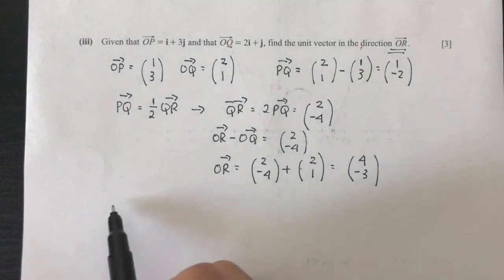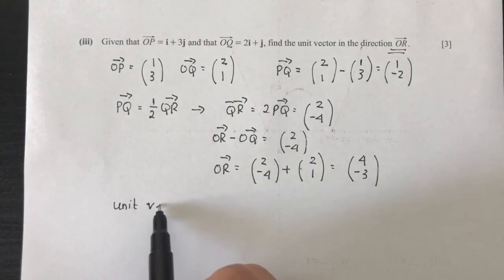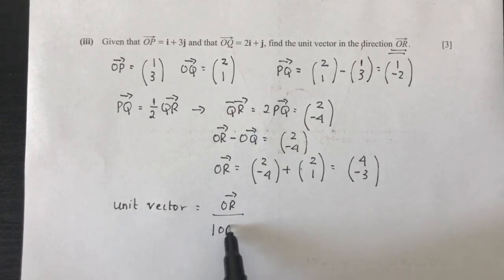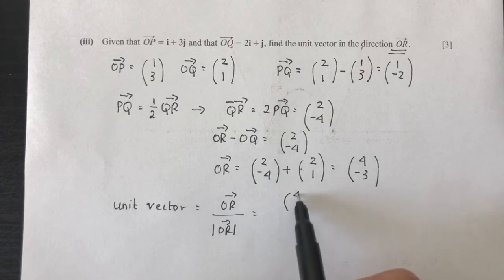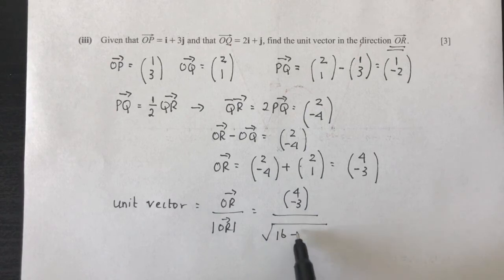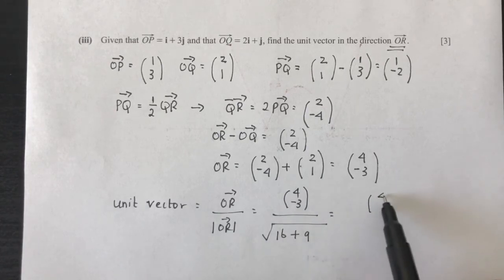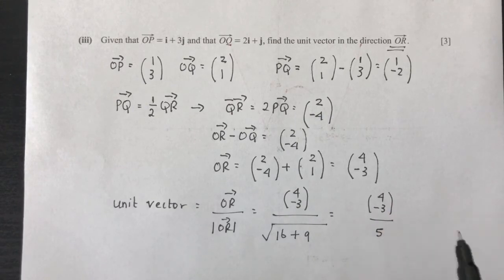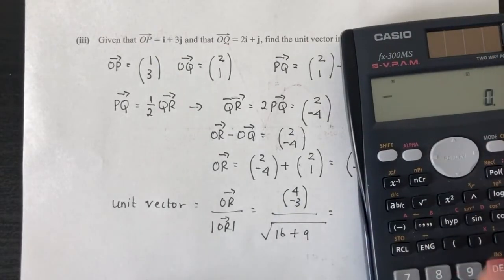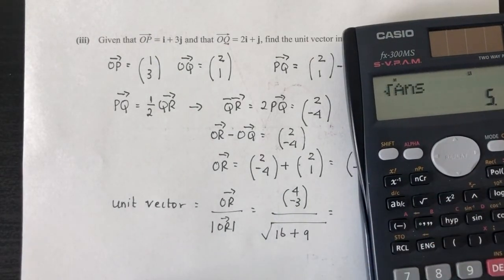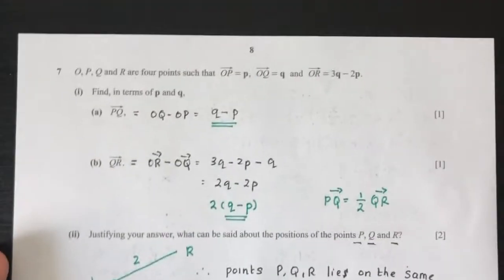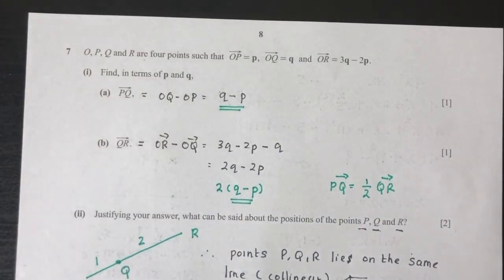Now we have to find the unit vector in this direction. Pretty easy. That should be just the vector itself divided by its magnitude. So that will be 4 over minus 3 divided by the square root of 16 plus 9, which is 4 minus 3 over 5. That will be the unit vector in this direction. You can check: 16 plus 9 is 25, and the root of 25 is 5. So that will be your unit vector in the direction of OR, and that is your question number 7.